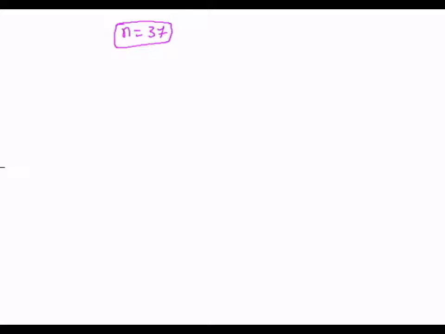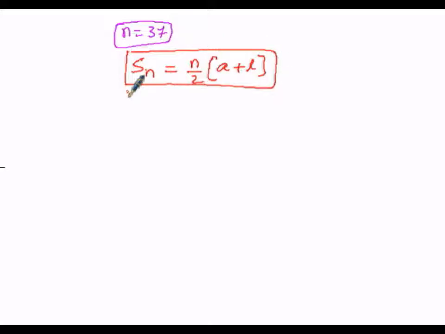37 terms. When the first and the last term are given, the sum of n terms equals n by 2 into first term plus last term, that is a plus l. Here we know the first term A is 2 and the last term L is 74. Let us find out the sum of 37 terms. There are 37 even natural numbers. Therefore n must be replaced by 37.